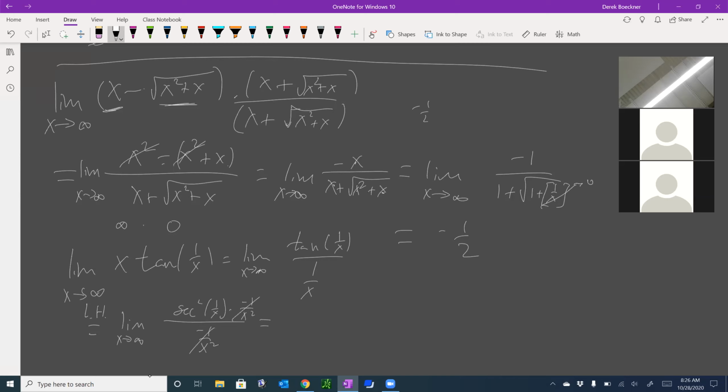Since the secant's continuous, well, it's continuous at 0 at least, this is equal to 1 because the secant of 0 goes to 1.